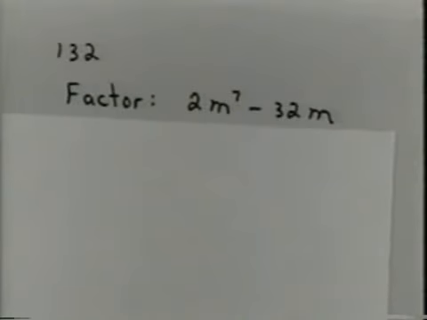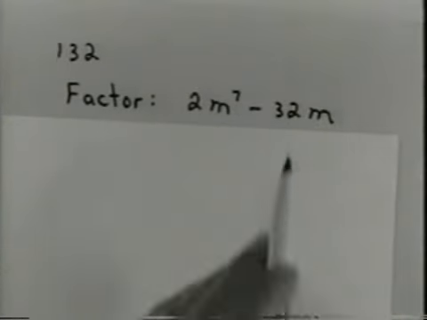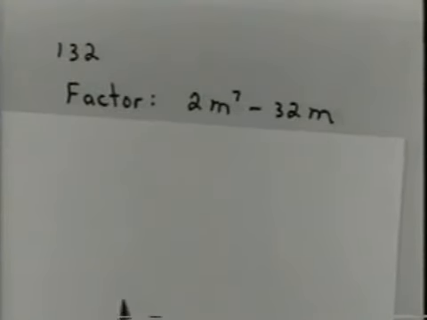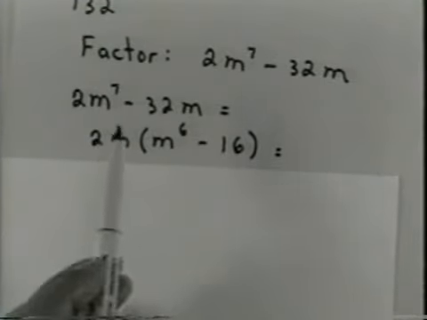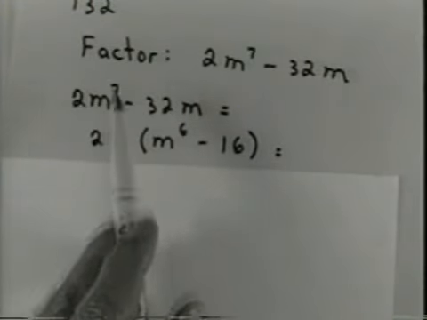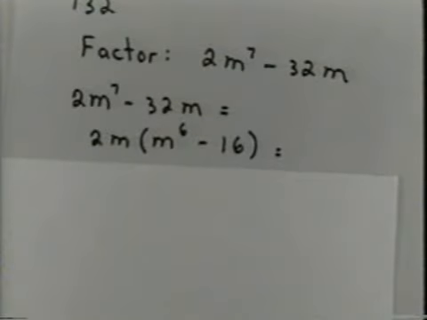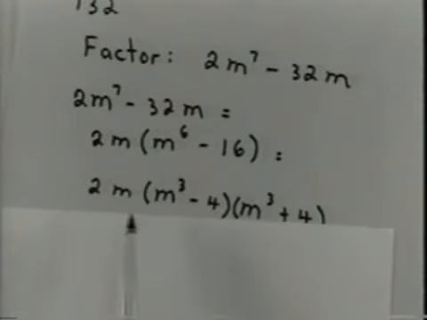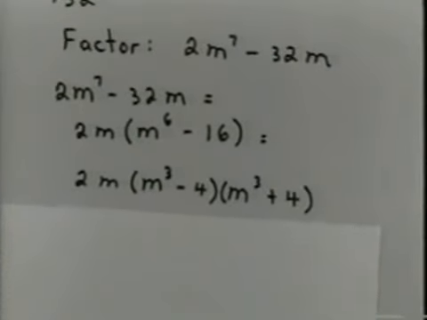Let's look at another example. Let's factor 2m to the 7th minus 32m. First thing, remove the common factor. We have a common factor of 2m. 2m into 2m to the 7th is m to the 6th. 2m into 32m is 16. Bring down the 2m and factor m to the 6th minus 16.